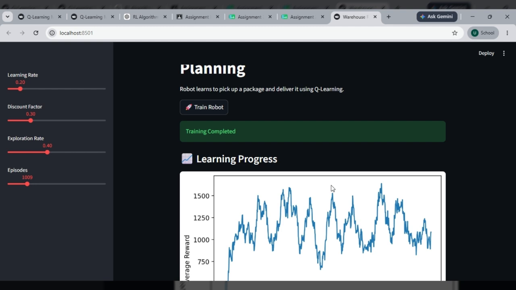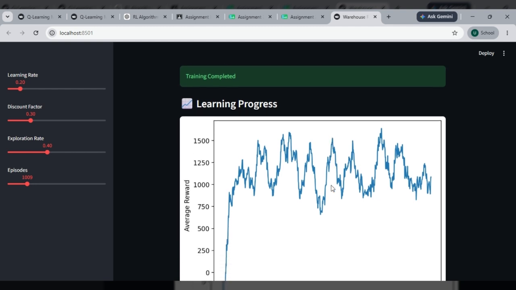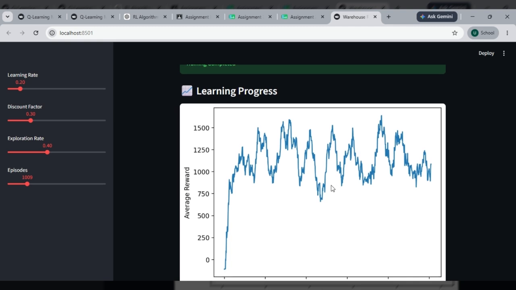Reward system. To encourage efficient behavior, a reward system is defined. When the robot reaches the pickup point, it receives a positive reward. When it successfully delivers the package, it receives a large positive reward. Every normal movement receives a small negative reward to encourage a shorter path. If the robot hits an obstacle, it receives a large penalty.